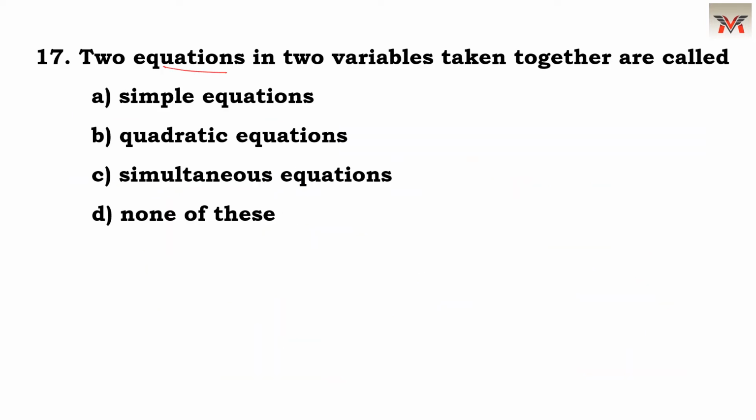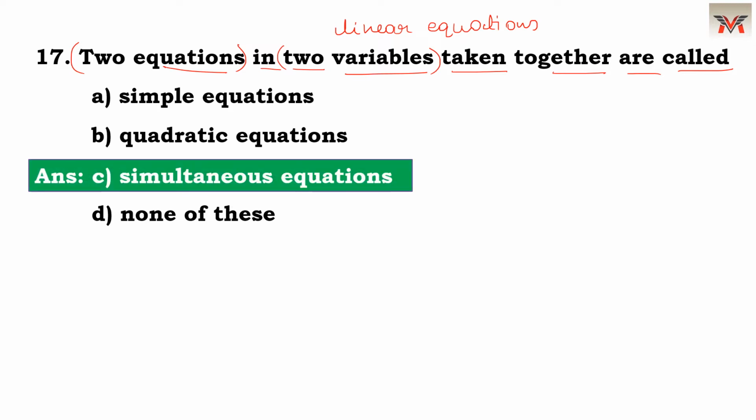Two equations in two variables taken together are called, which is the direct question. Just observe that we have two equations with two variables. Okay, so this already we know that we'll call it as a linear equations, right? Linear equations. But here, if you observe the options, we don't have the linear equation. Therefore, what's the correct answer here? Correct answer is simultaneous equations.